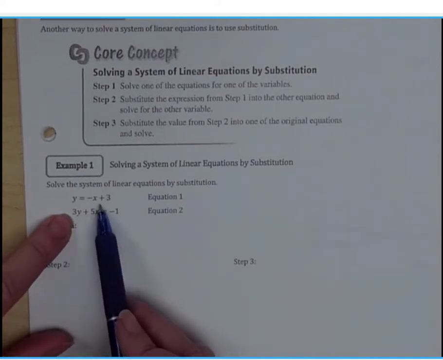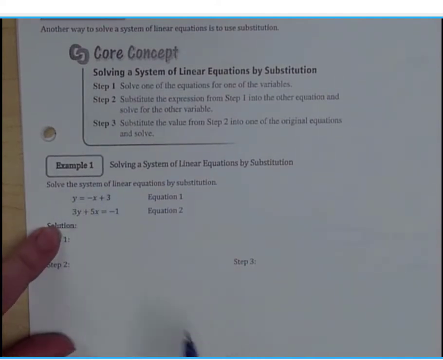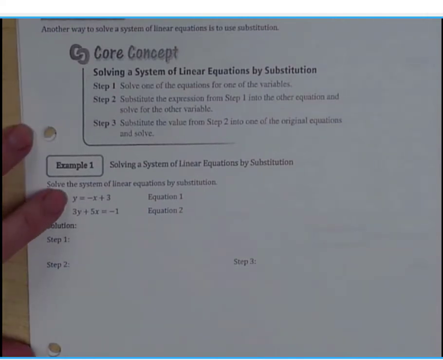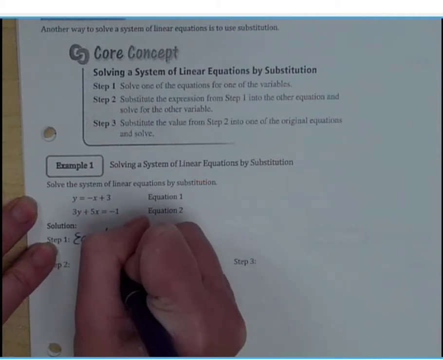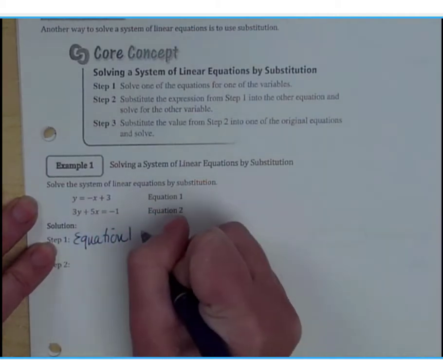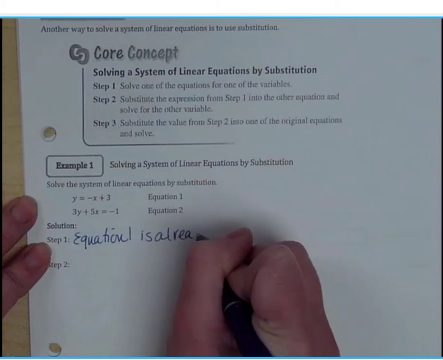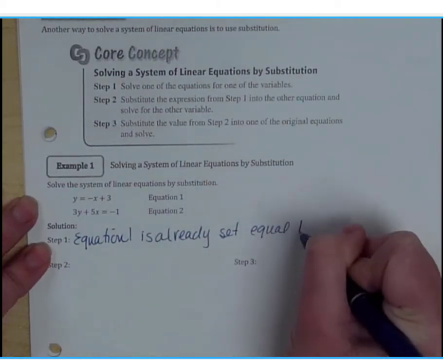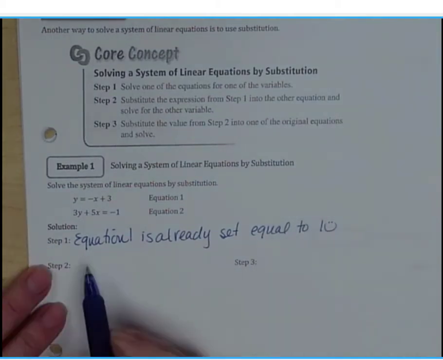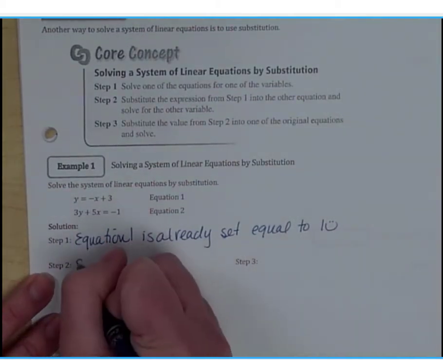Now, you want to be careful that you don't replace this here, because in that case, your equations are going to cancel each other out. So you always want to set an equation equal to y. If we look, one's already set equal to y, so we're really good. So our step one, equation 1 is already set equal to y. So now what we're going to do is substitute.